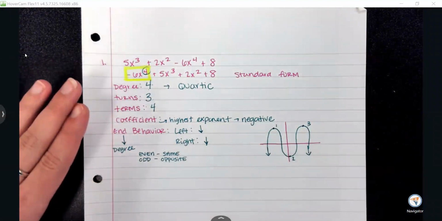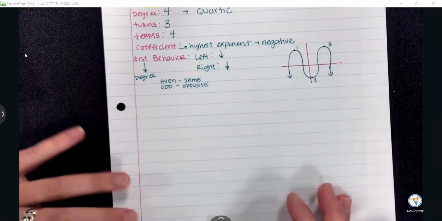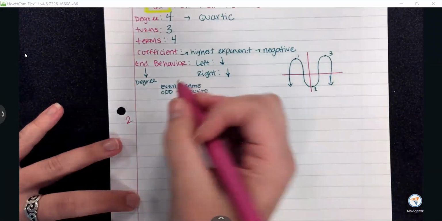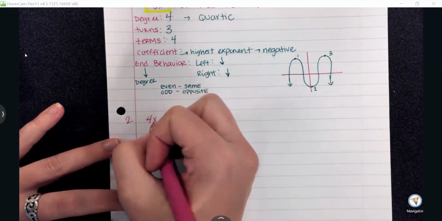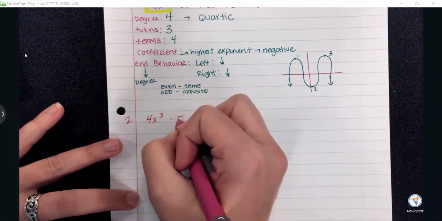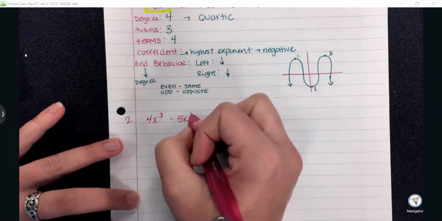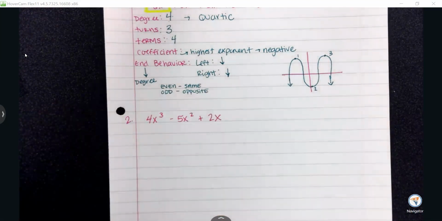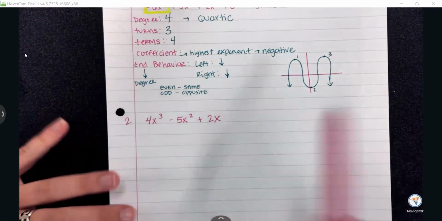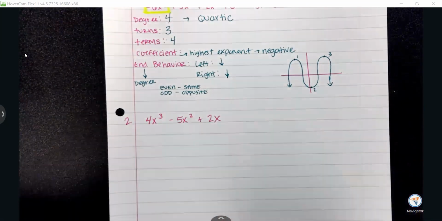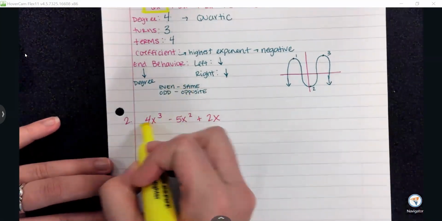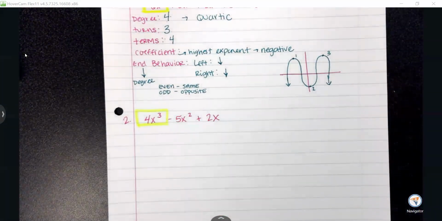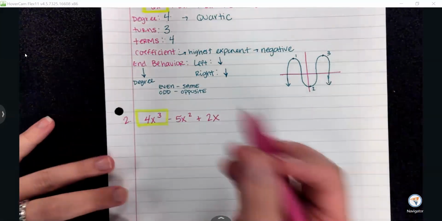Okay, let's go try another one. We're going to do a few real quick. So what if I give you the equation 4x cubed minus 5x squared plus 2x? So first thing I have to do is check if it's in standard form. This one is in standard form. I'm going to box my first term because it's the important one.